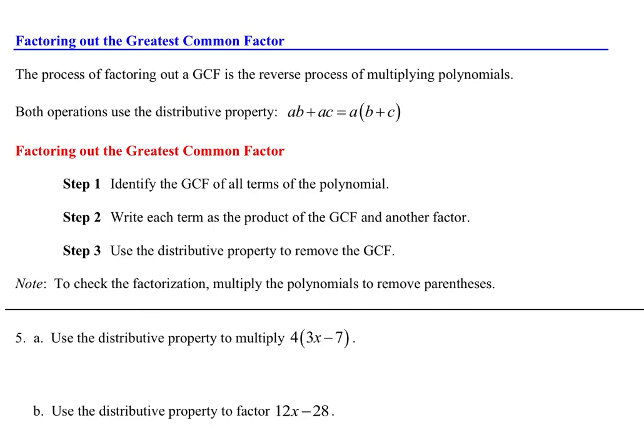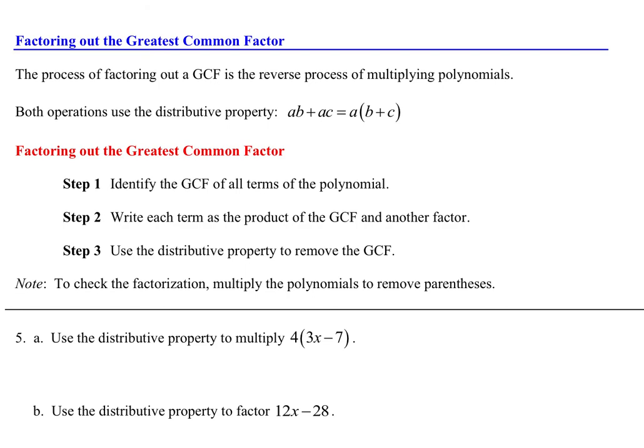Now that we know how to find a GCF, we're going to learn how to factor a GCF out. We have some steps for factoring out a greatest common factor. You first have to identify what each term in the polynomial would have in common. And then step 2, write each term as a product of the GCF and another factor. Basically, once you find out what that GCF is, divide each term in the polynomial by that factor, and remove the GCF from that polynomial.